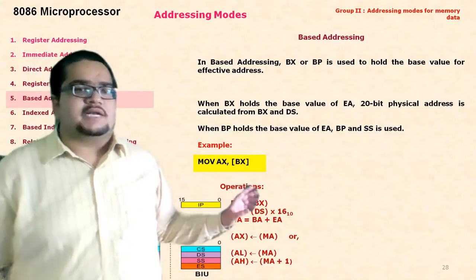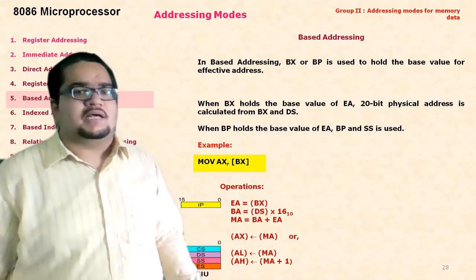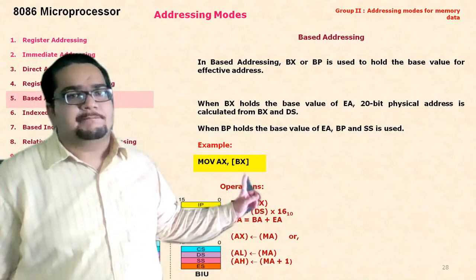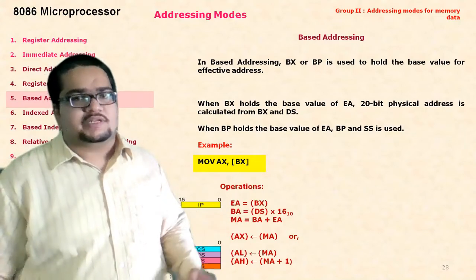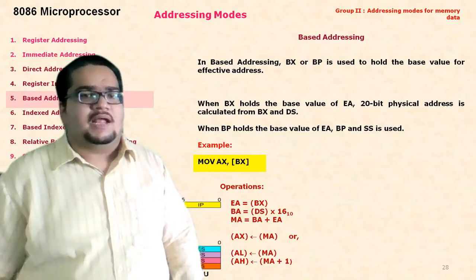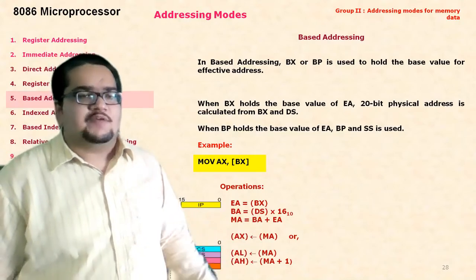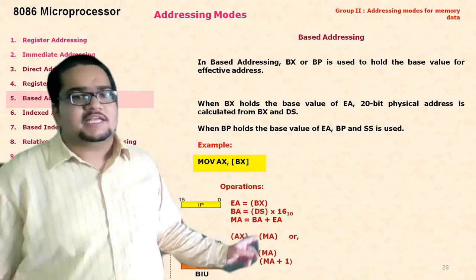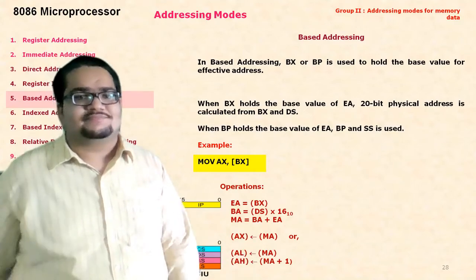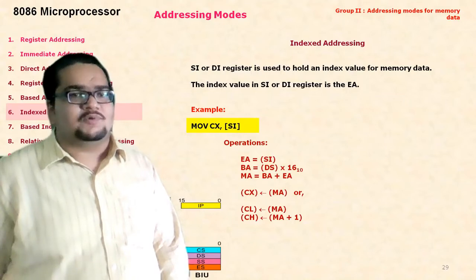Here we have to understand that the effective address of our data lies inside the base register. That base register here is BX, but it can be BX or BP. And the operation for calculating the effective address and then the memory address for the data access is explained here as usual. Next is our indexed addressing mode.